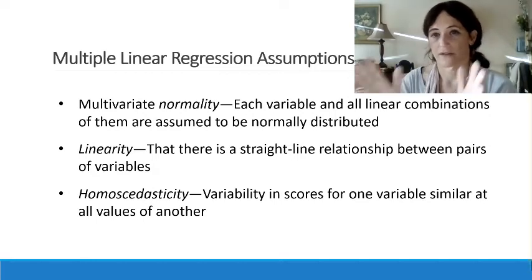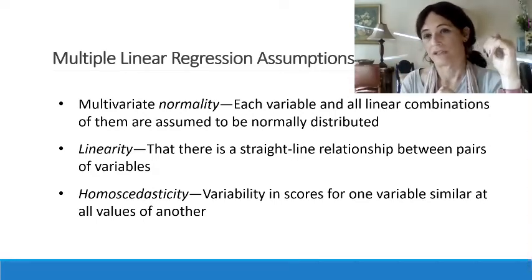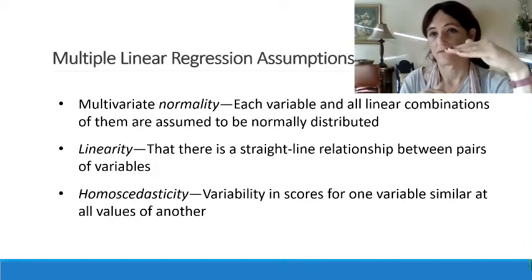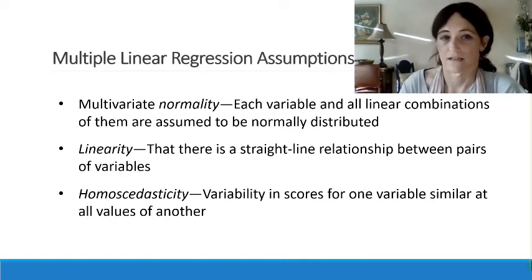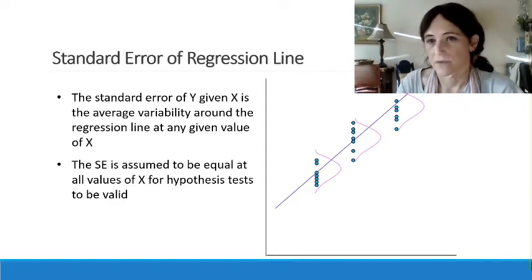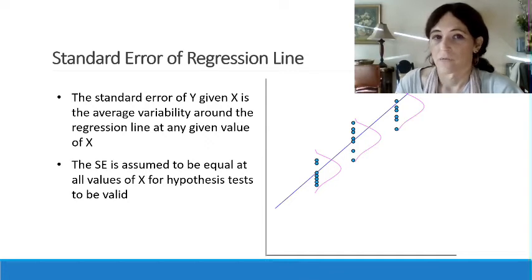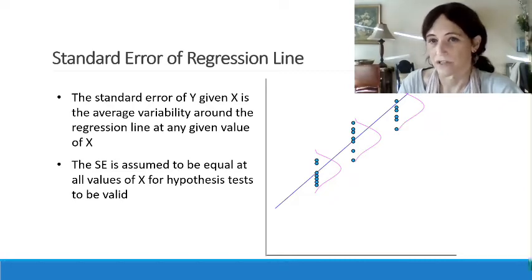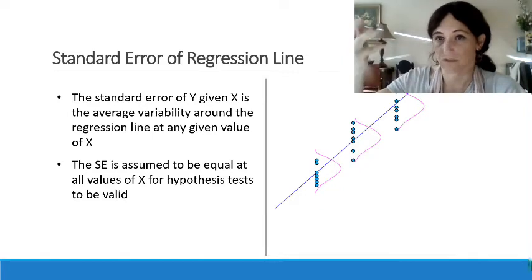Likewise, we would want there to be even spread. So for each value of x, the spread of values on y should be relatively even at different values of x. One reason we have these assumptions is that when we calculate p-values for each of our regression coefficients and the overall fit of the model, we calculate a standard error of the regression line. And the standard error of y given x is the average variability around the regression line at any given value of x. To be meaningful, that variability should be relatively uniform.